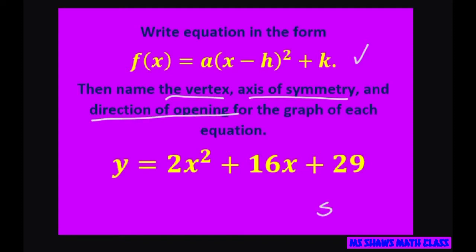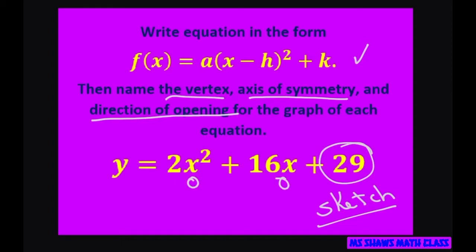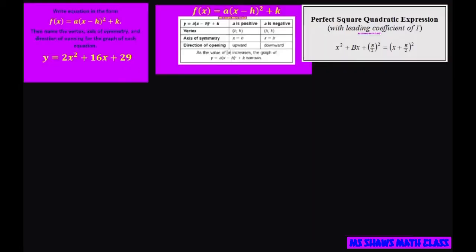I'm going to just sketch a rough draft of this. The y-intercept here is 29. Like if you put 0 here, you're going to get 29. So I'm just going to do a rough sketch to kind of show you what it looks like. But it's not going to be a very great graph. But the main goal is just to name the vertex, axis of symmetry, and direction of opening.